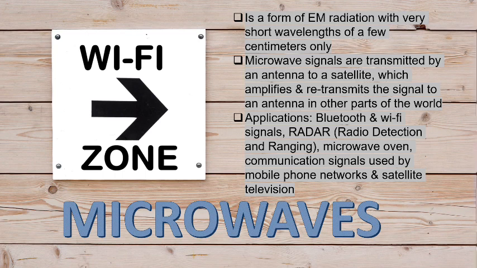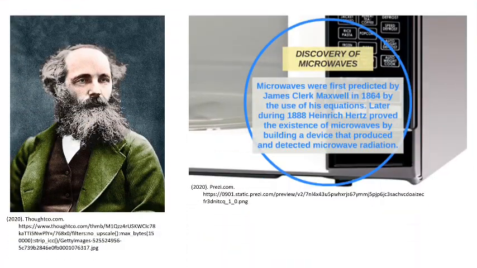Applications of microwave include Bluetooth and Wi-Fi signals, radar (radio detection and ranging), microwave oven, communication signals used by mobile phone networks, and satellite televisions. Let's get to know who James Clerk Maxwell is.